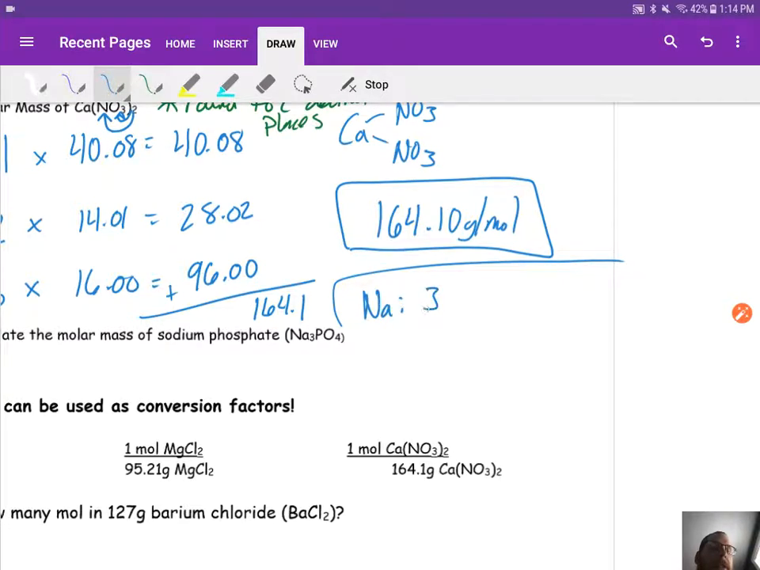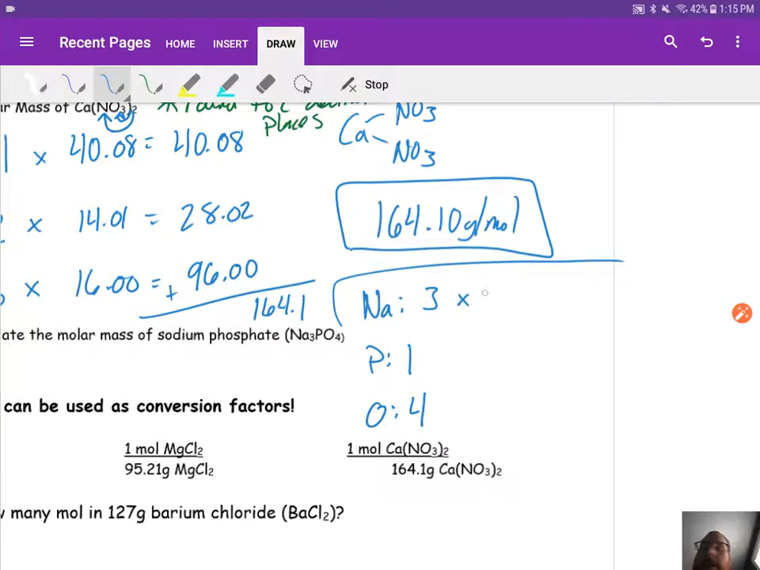So I've got 3 sodium atoms. I've got 1 phosphorus atom. And I've got 4 oxygens. Notice there's no parenthesis, or excuse me, no subscript on the outside of a parenthesis. So I'm not distributing like I did in the last problem.